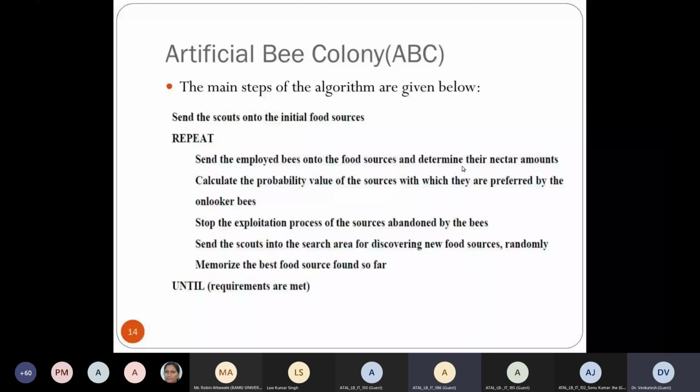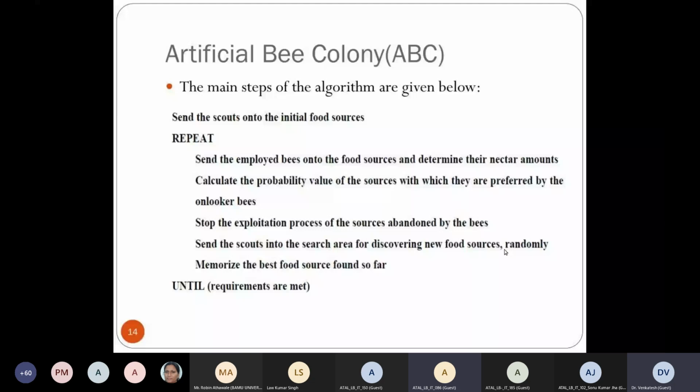Once this exploitation is done, what happens is that continuously for some number of times, whatever the parameter is, 10 to 50 times, if one of the food sources does not have enough nectar amount, then that employed bee will become a scout, right? It will be abandoned by that bee because enough nectar is not there in that food source. Then it becomes a scout again. These scouts will simply go around the search area, discovering new food sources randomly.